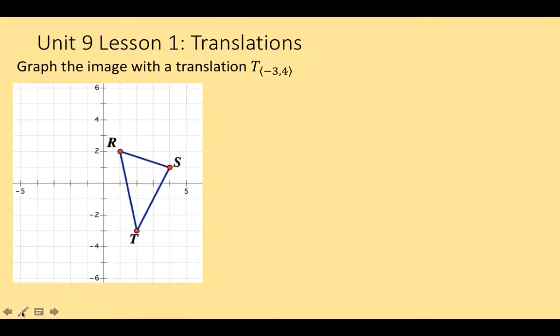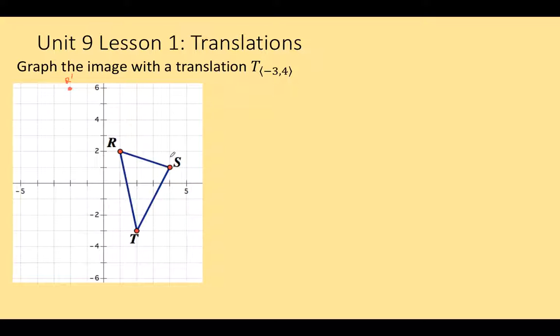All right, next one. Actually graphing some stuff. Here is the pre-image triangle RST. We want to graph the image, and we have a translation of <-3, 4>. So we're just going to take each one of these points and shift them 3 to the left, because that's negative, and then 4 up. So 1, 2, 3 to the left, 1, 2, 3, 4 up, and we'll call this R prime.